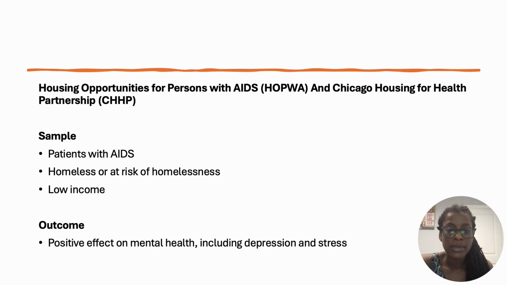So another program is the Housing Opportunities for Persons with AIDS and the Chicago Housing for Health Partnership. The study tests the effect of housing vouchers on low-income patients who were diagnosed with HIV or AIDS, who were also homeless or at risk of being homeless. They received Section 8 vouchers with case management, and the control received usual care, meaning whatever support they were continuing to receive, like housing services.